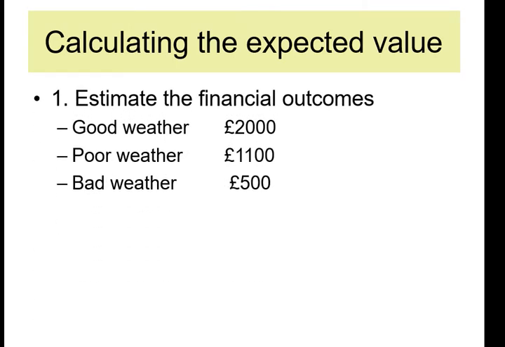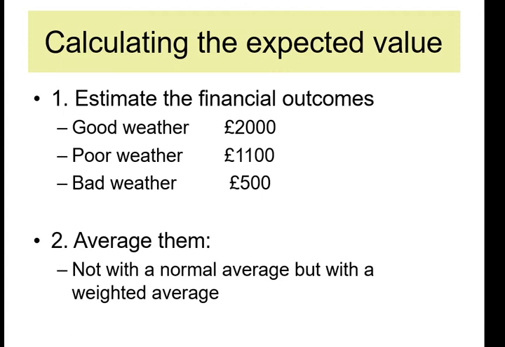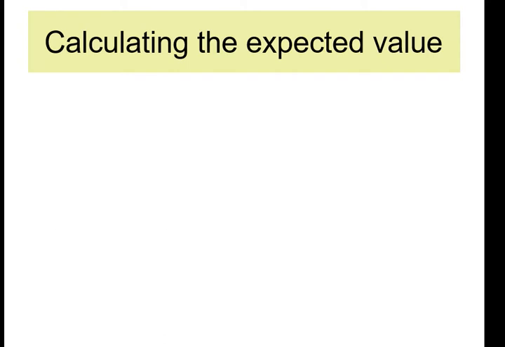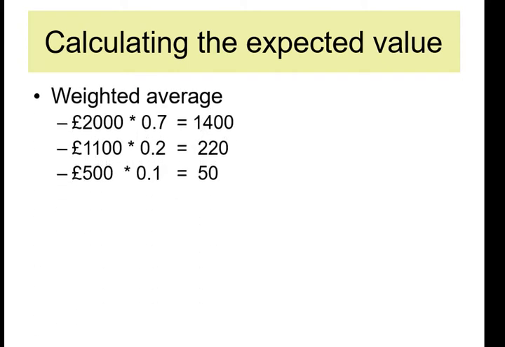Now what we do then is calculate the expected value of this fair. We know from previous fairs, if there's good weather, we would expect to make around £2,000. Poor weather, a little bit less, and bad weather, even less. So what we need to do is average them, not a normal average, we're not going to add them up and divide by 3, but we're going to do a weighted average. In other words, there's a 0.7 chance of getting the £2,000 because there's a 70% chance of it being a summery day.